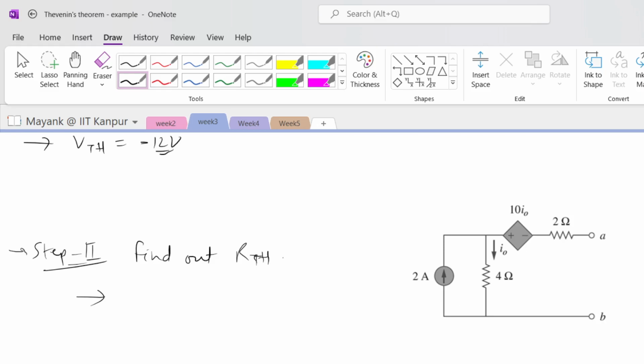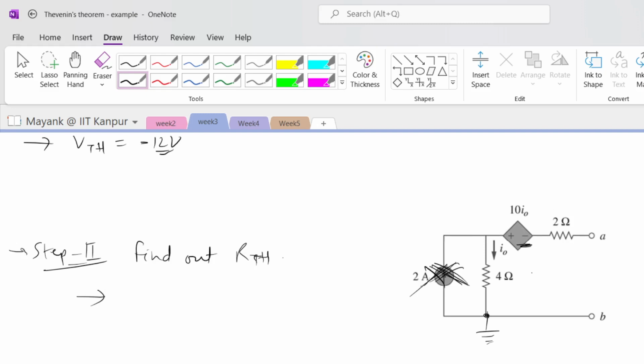For finding out R Thevenin, remember that we have to first desensitize all the independent sources. So where are the independent sources in this case? First of all, let me mark the reference here. This is the reference. Fine. So the independent source in this case is this 2 ampere source. I will have to open circuit or remove it from here. This is also a source, but this is not an independent source. This is a dependent source. So we will not be removing this, right?